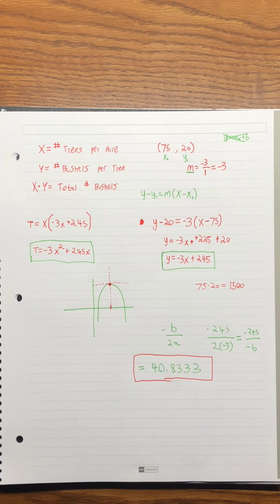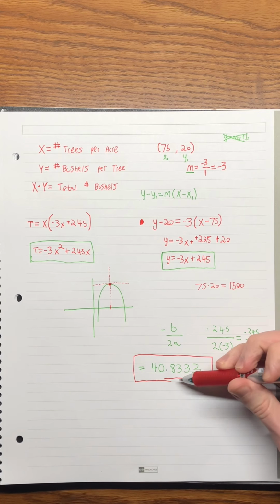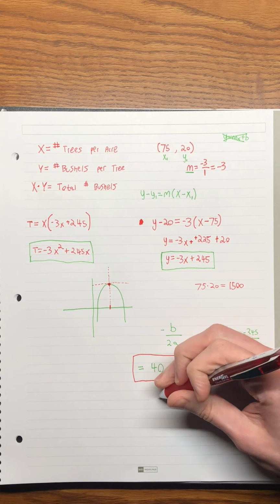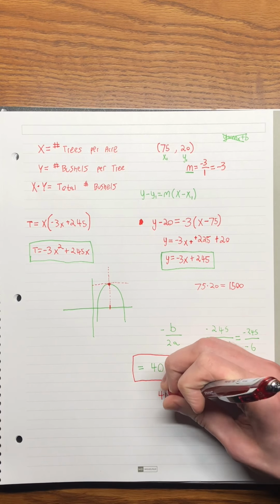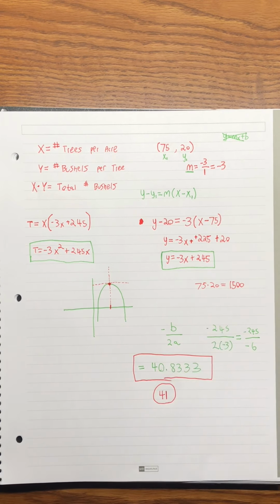Now, to give it even more context, you can't really plant 0.8333 of a tree. So it's a little bit more accurate to say the best number of trees to plant would be 41. So you can round up or you can put this. Either one I feel like would be fine. So anyways, that is the answer to this problem.